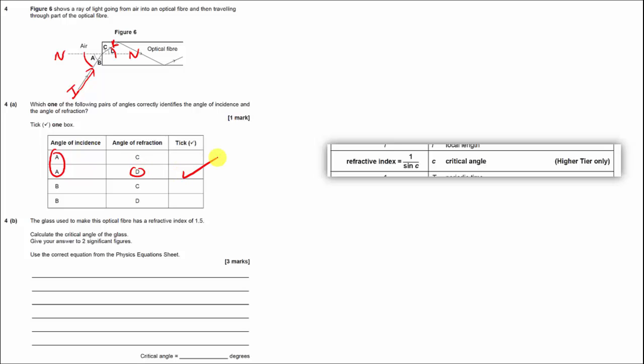Second part of the question: the glass used to make this optical fibre has a refractive index of 1.5, which means, more generally, if this is the glass and this is a vacuum or air, if a ray comes in, it will bend towards the normal line, right? It's going to slow down, and the ratio of the sine of this angle to the sine of this angle, sine I over sine R, would give you a value of 1.5. That's what that's telling you.